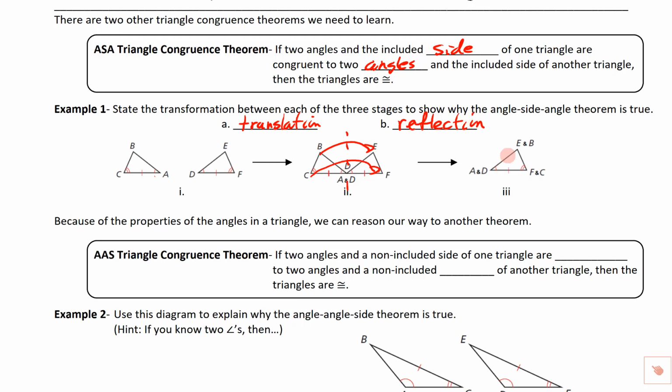So these definitely are congruent, and you can kind of see that they lay right on top of each other. Now, because of the properties of the angles in a triangle, we can reason our way to another one. So we've got enough information. We don't need a bunch of fancy stuff on this one. This is angle, angle, side congruence.